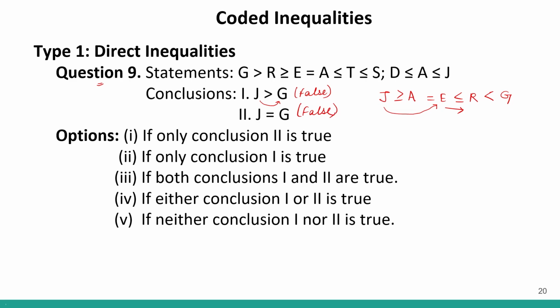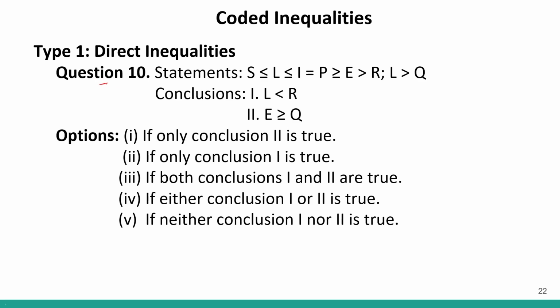There are 5 possibilities. Either G is greater than J, or G is less than J, or G is equal to J. These 3 possibilities are there, correct? So J can be either greater than or equal to G, and G can be like this also. So we have 5 different possibilities. So these will be false because we don't have a definite true answer. Therefore, my answer will be neither conclusion 1 nor conclusion 2 is true. My answer will be option number 5. Clear?